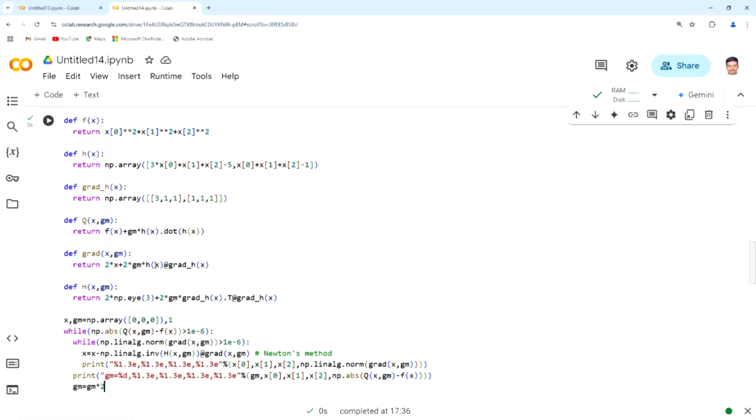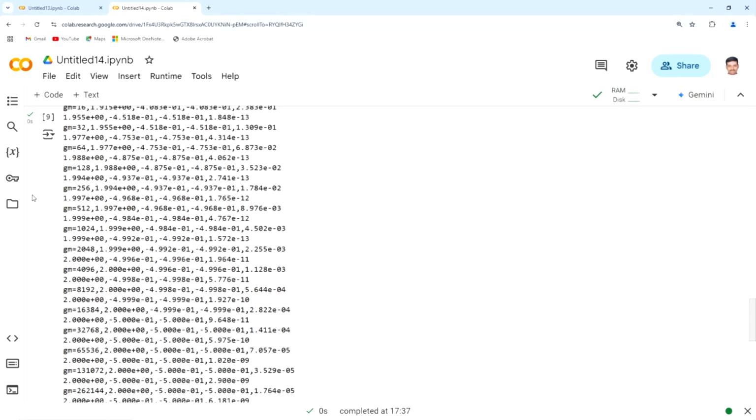So h of x is a 1 cross 2 matrix, and this is a 2 cross 3 matrix, right. So that you get a 1 cross 3 matrix here. This has to be a matrix multiplication and not an element wise multiplication as I had written before. Okay. So let us apply that change and check if we get the right answer.